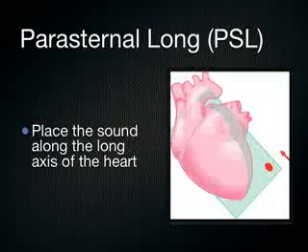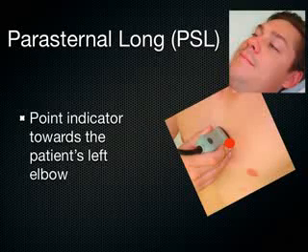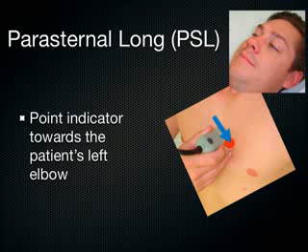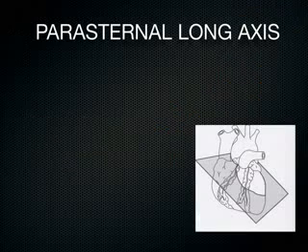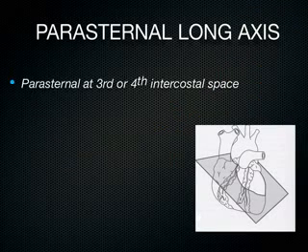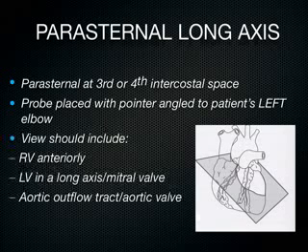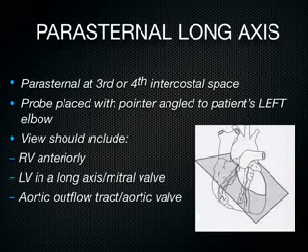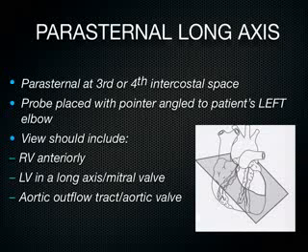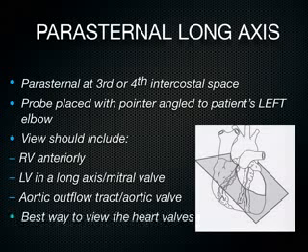Now, parasternal long, we're going to aim that indicator along the long axis of the heart with the indicator down towards the patient's elbow, and that gives us that long axis. It's at the third or fourth intercostal space, generally speaking. The indicator to the patient's left elbow, sometimes it's towards the patient's left hip in that general vicinity. You're going to see a three-chambered view of the heart, the RV, the LV, and the LA. And this is really the best way to make out what the valves are doing.